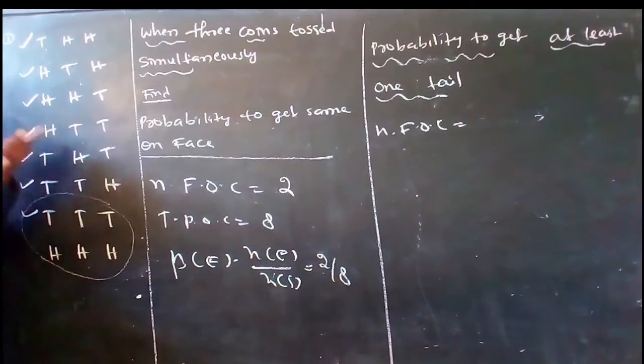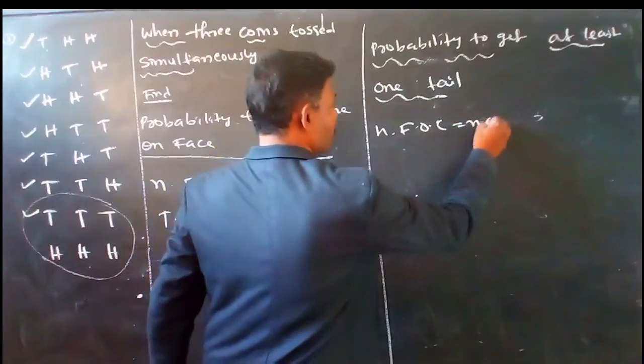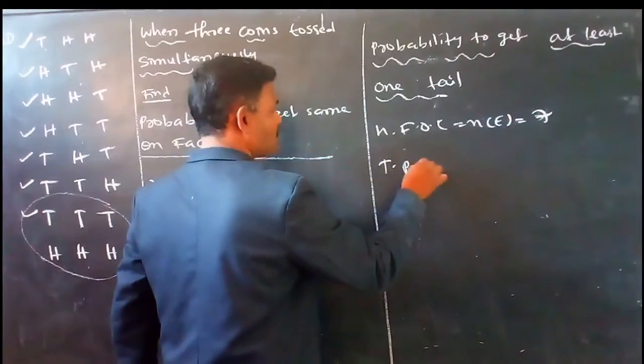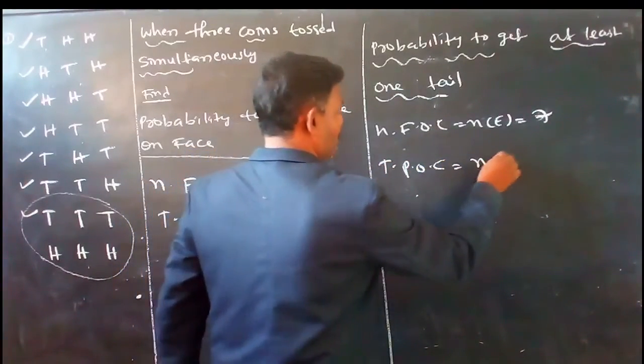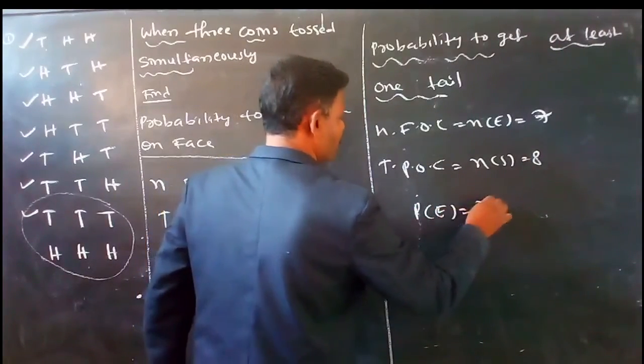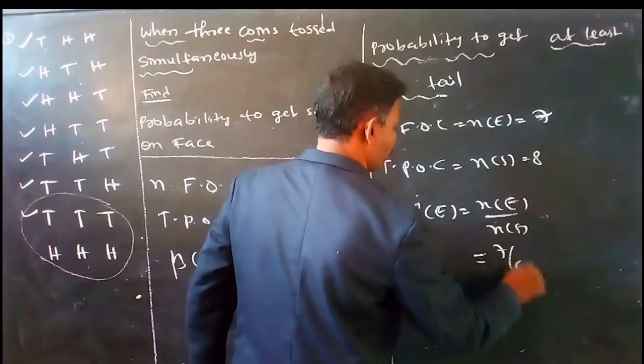So the remaining 7 conditions satisfy the given condition. So N of E is equal to 7. Next, the total possible outcomes, N of S, is equal to 8. So P of E is equal to N of E by N of S, which is equal to 7 by 8.